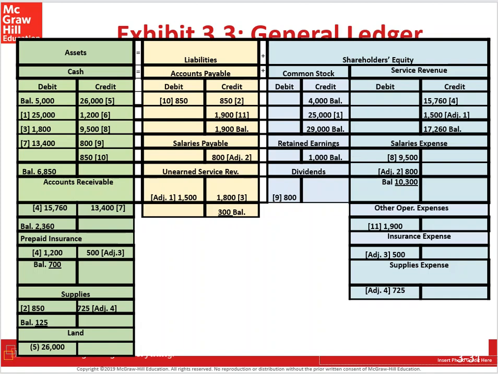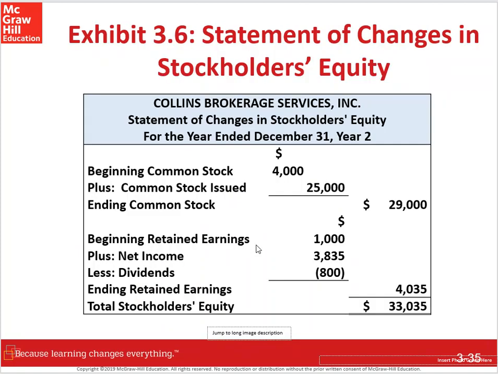So the statement of changes in equity is going to run through common stock and retained earnings. So we're going to say my common stock started with 4,000, and then we issued another 25,000 in stock, and therefore we end with 29,000. Retained earnings, we're going to say my beginning balance was 1,000, and then I'm going to add my net income from the income statement that we just did, and then I'm going to subtract the dividends, and we'll arrive at our ending retained earnings. So that's what this statement is showing. So the trial balance is not super useful. I would go back to the T accounts to help you with your statement of changes in equity.